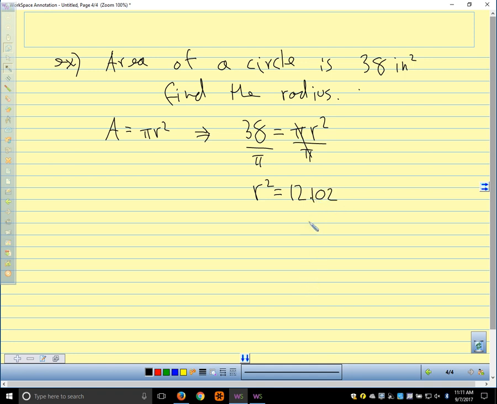And I want to find the radius. This is r squared. So how do I undo that square? Square roots. We're going to take the square root of everything. So r equals, and I'm going to put that in my calculator, square root of the answer. And I get about 3.5, rounded to the 10th. My radius would be 3.5 inches. We kind of work the problem in reverse. All right, questions there?